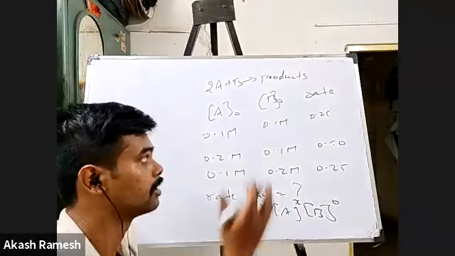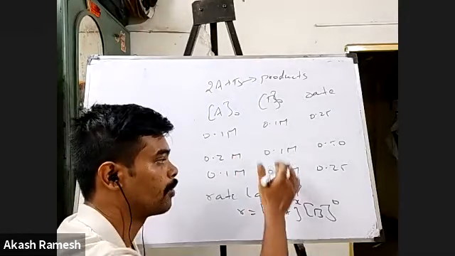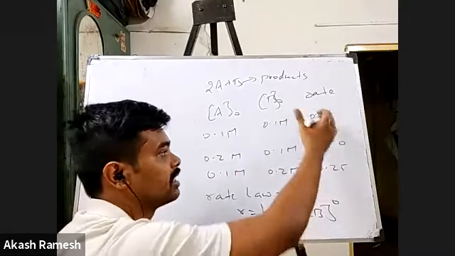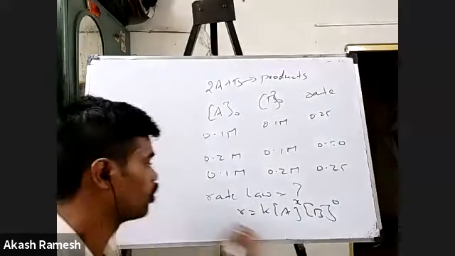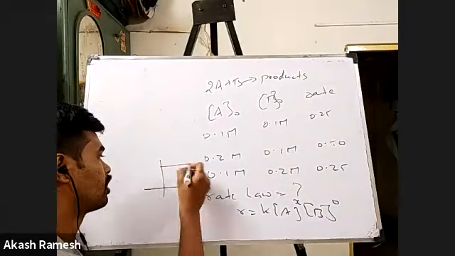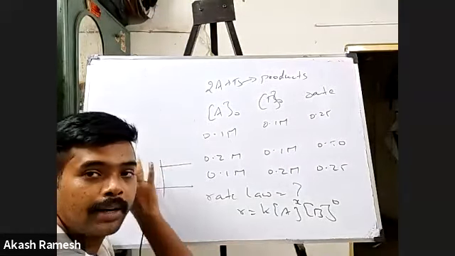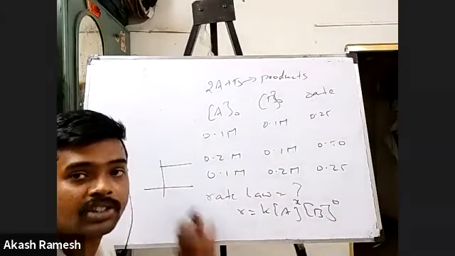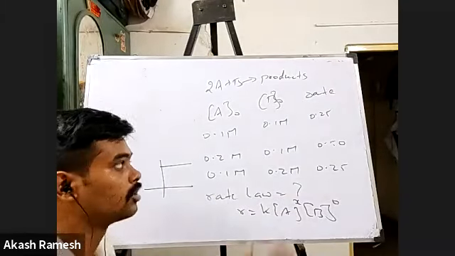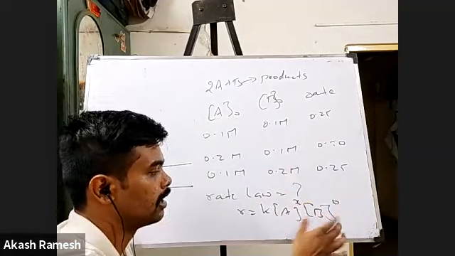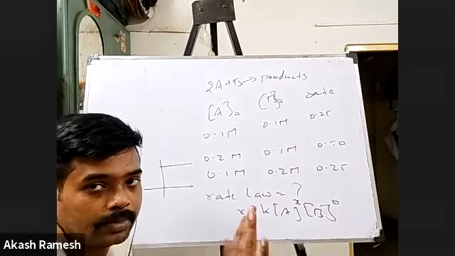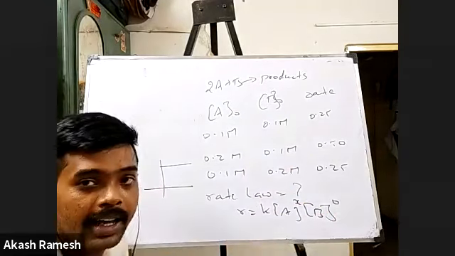Again, repeat, why B power 0? When the concentration is changed from 0.1 to 0.2, I see that the rate is not changing. And you know how the graph looks for a 0th order reaction. It looks like this. That means the rate becomes constant even though the concentration is changing. So from this I can understand that B's order is 0. Done. So I have to do only for A.